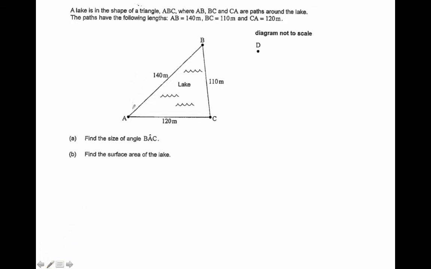Question 4 is all about trigonometry. So a lake in the shape of a triangle, strange, and different paths going around the lake, fine, whatever. Find the size of angle BAC, that's this angle here.